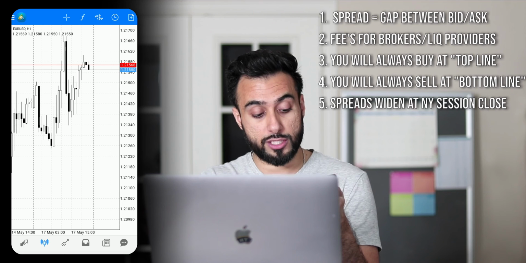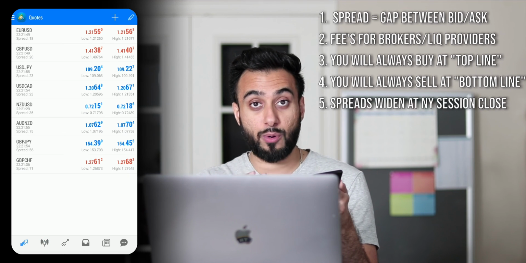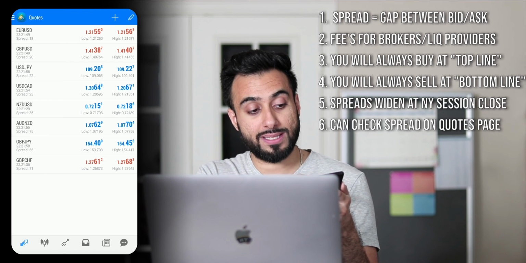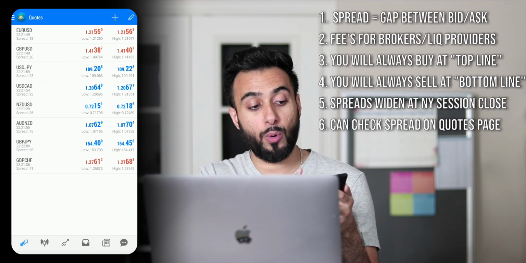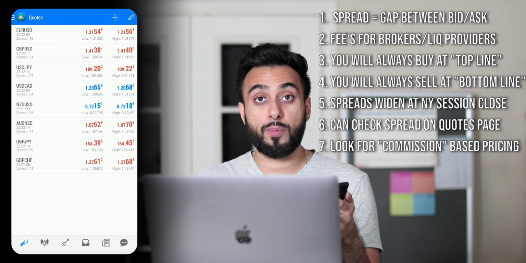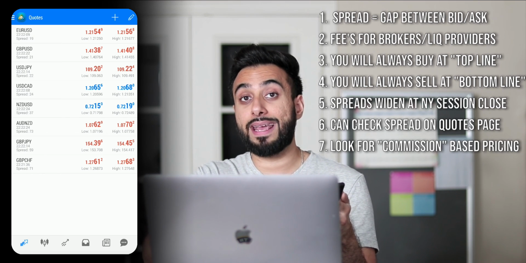So just be aware of the spread, and you're able to see what the spread is simply by looking at the numbers on the left. It says 18 for Euro USD. That's considered 1.8 pips.